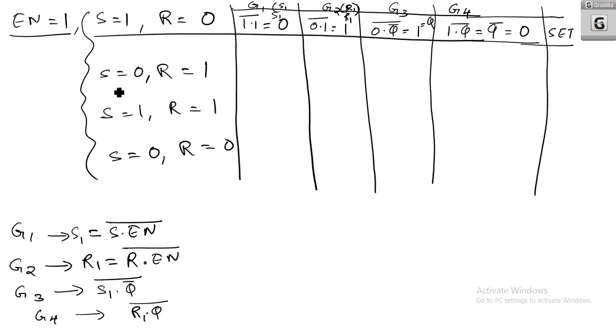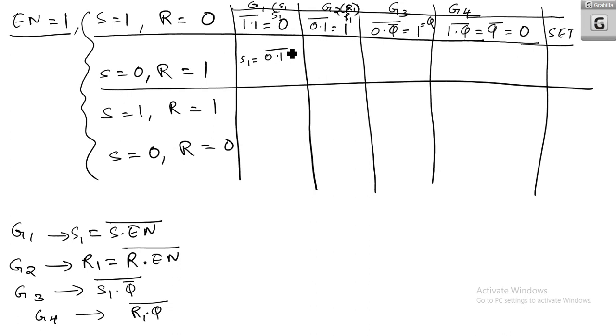Now coming into S is equal to 0 and R is equal to 1. When S is equal to 0 and R is equal to 1, what is S1? S1 is equal to S dot enable the whole bar, that is 0 dot 1 the whole bar. That is 0 bar, that is 1. Now what is the output of gate 2? That is R1. What is R1 here? R1 is R dot enable the whole bar, that is 1 dot 1 the whole bar. That is 0. Now what is the output of gate 3?